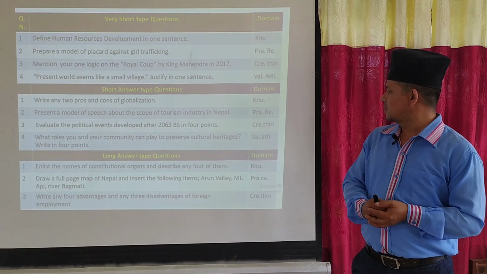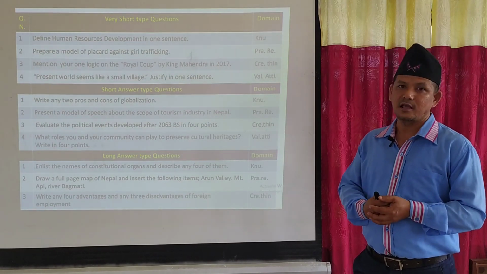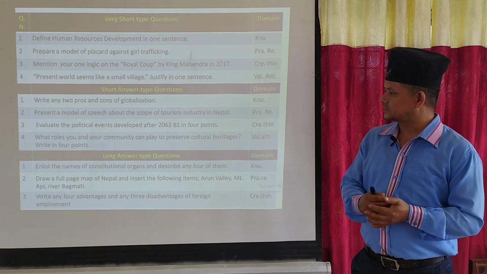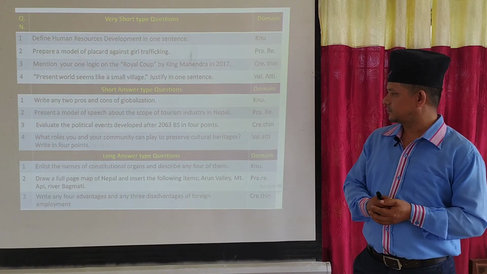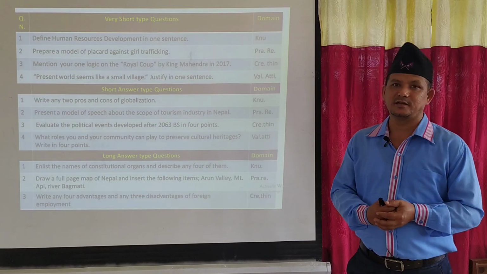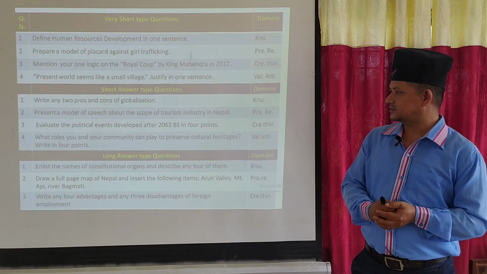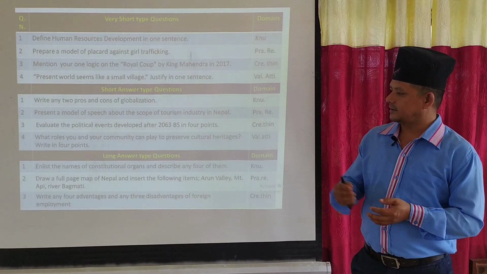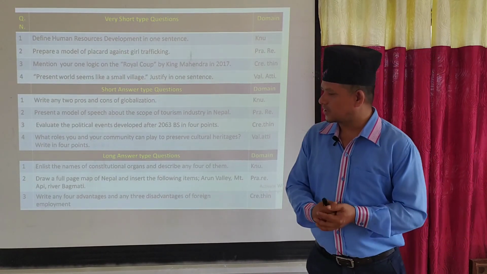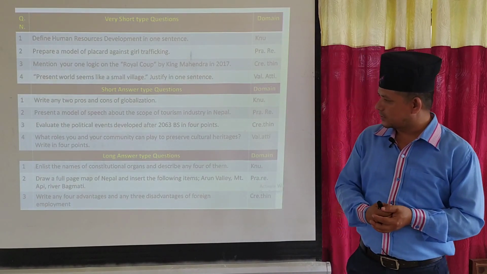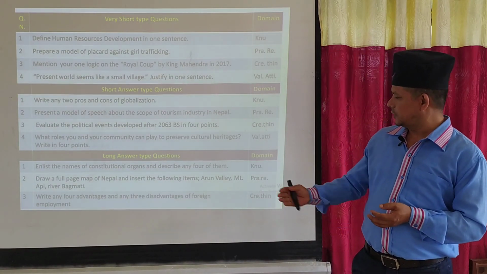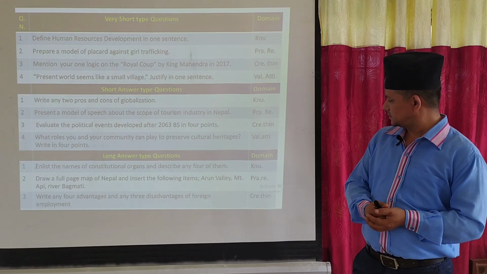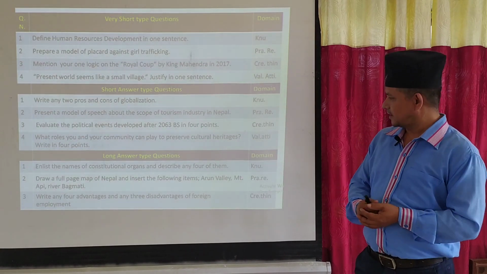So, this question belongs to again creative and thinking analysis domain. Question number 4, what roles you and your community can play to preserve cultural heritages? Write in 4 points. So, this question belongs to value and attitude. And next you can see here the list of 3 questions. They are long questions and they also belong to different domains: knowledge and understanding, practical and research, creative thinking, etc.